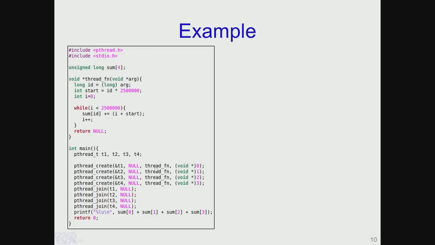while the third parameter is a function pointer, which specifies the function where the thread should execute. Here the function pointer is a pointer to the function thread_fn, which is defined here, and it takes an argument, void star arg, that is specified here. The last parameter which is passed to pthread_create is the argument which would be passed in the arg of this particular function.